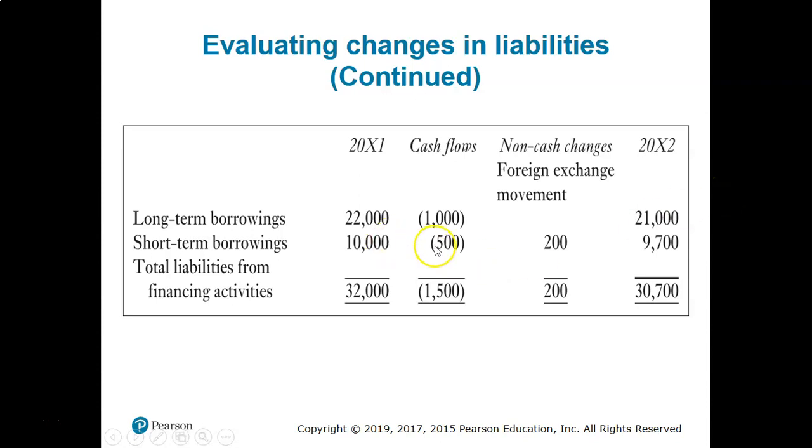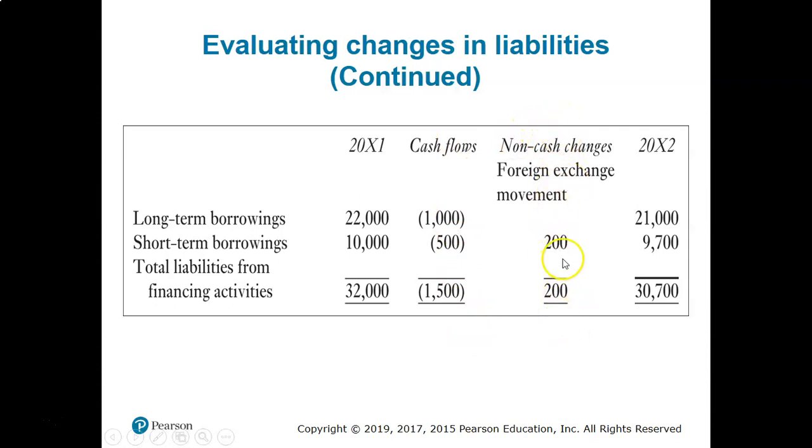Short-term borrowings 10,000, and if you paid 500 out of it, and if there are any non-cash charges, because of foreign exchange movement, or because of changes in currencies or whatever, so this is a 200 increase. The amount can increase because of foreign exchange rates. So if this is the case, 500 decrease from 10,000 and 200 increase, that means 9,700. And the total, what was at the beginning and what were the changes, and finally what remains at the end of the period, that is 2012, what is the long-term borrowings or liabilities of the company, need to be provided in detail in relation to cash changes and also non-cash changes.